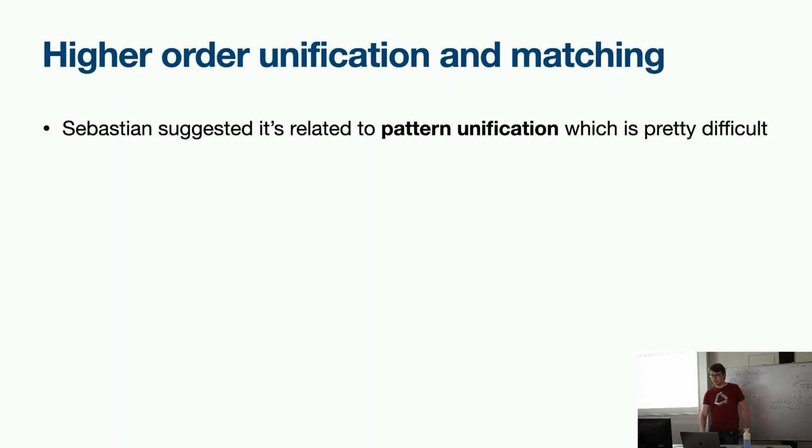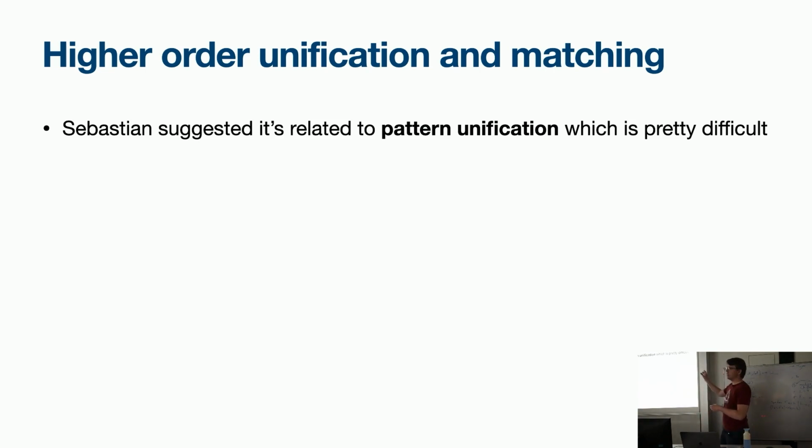And I think the conclusion is Sebastian suggested that this looks very much like pattern unification from dependent types languages, or higher order pattern unification, which is a subset of higher order unification, which is still relatively easy to implement, but even just the pattern unification is considered too difficult to implement in the GHC rewrite rule matcher.